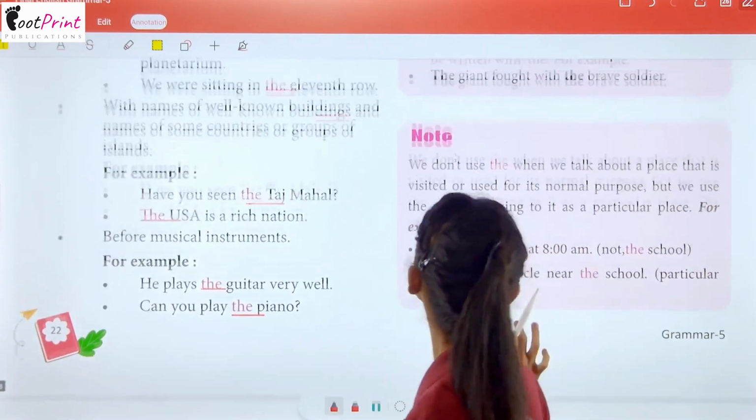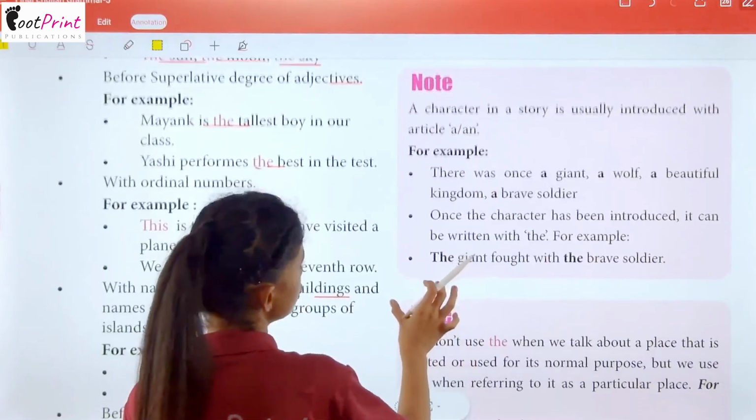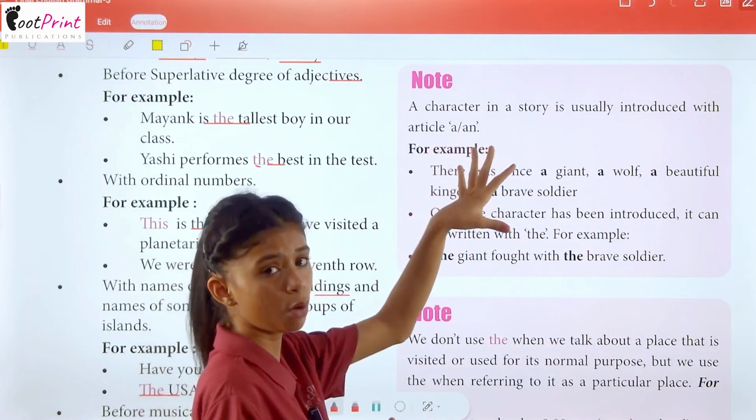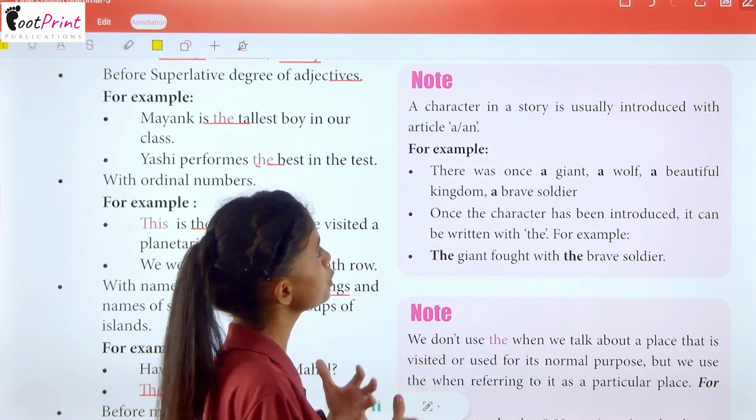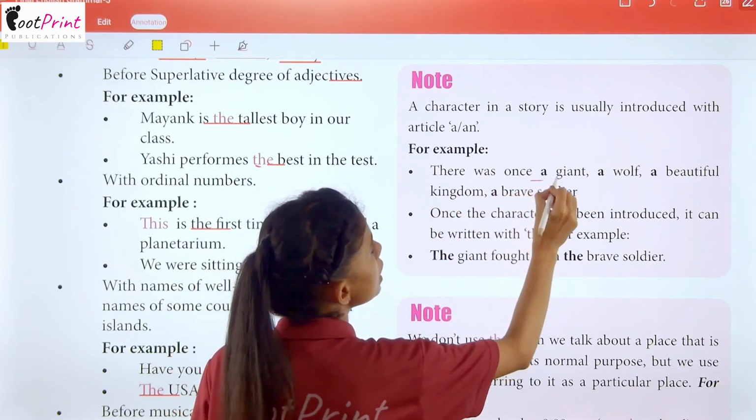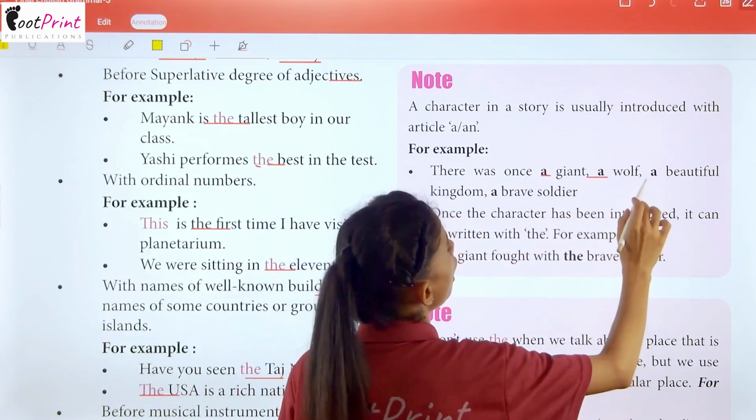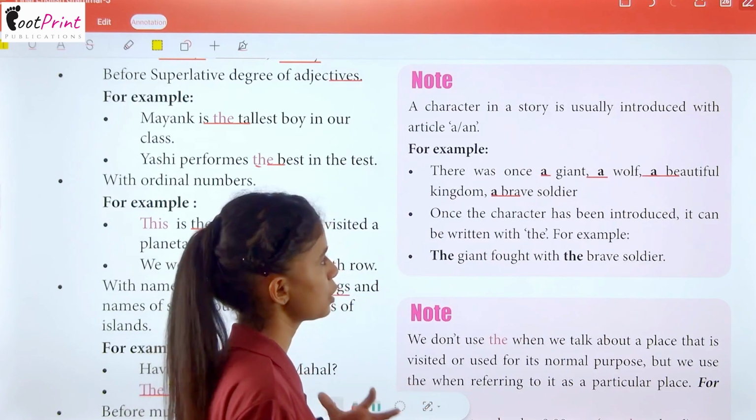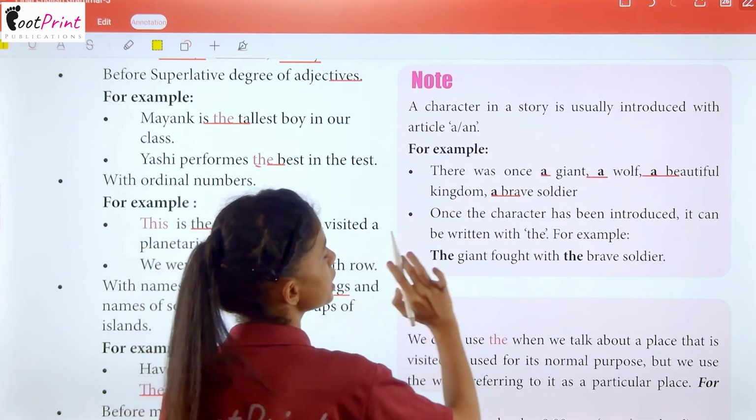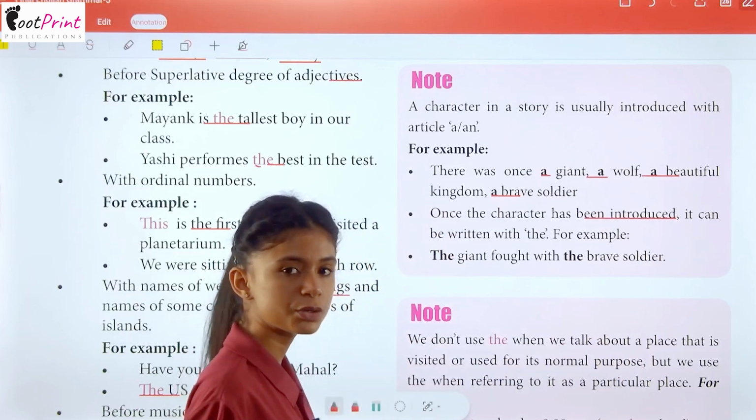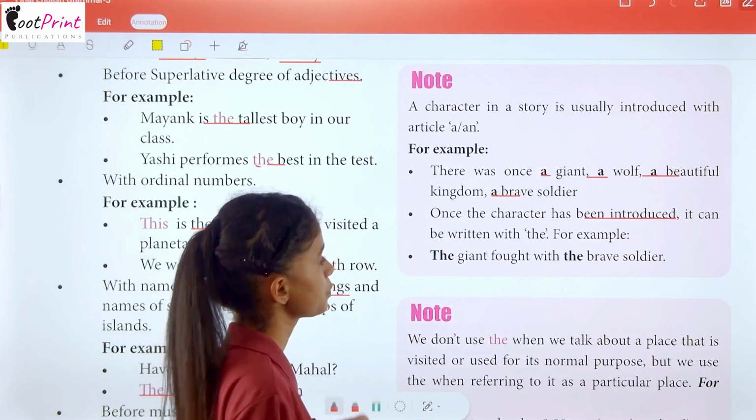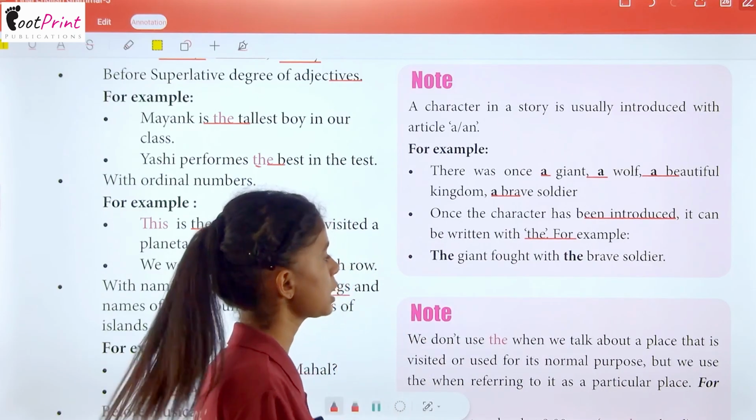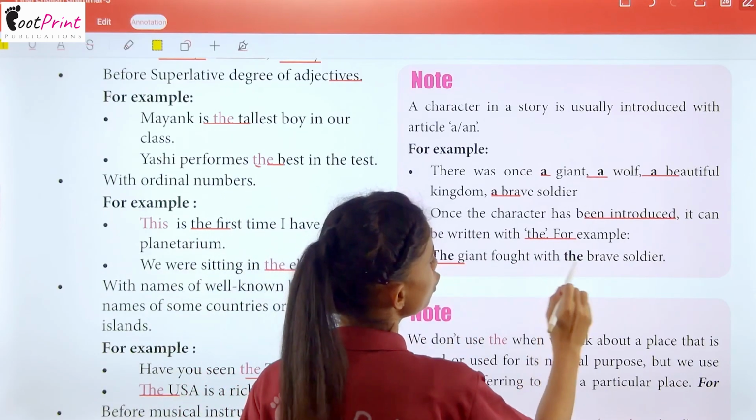Now here are some important things which you should remember. A character in a story is usually introduced with article "a" or "an". There was once a giant, a wolf, a beautiful kingdom, a brave soldier. This is how we describe a character or anything in the story. Once the introduction is done, we have talked about it once, it can be written with "the", because we are giving the reference once again. So the giant fought with the brave soldier.